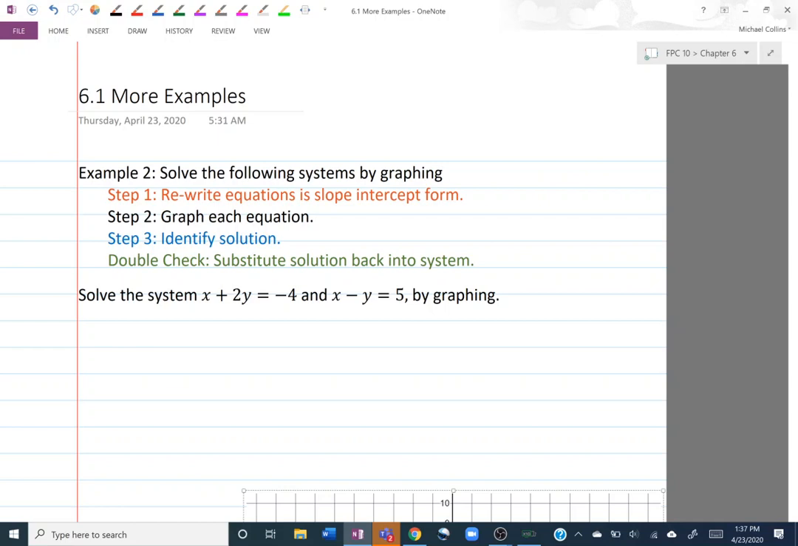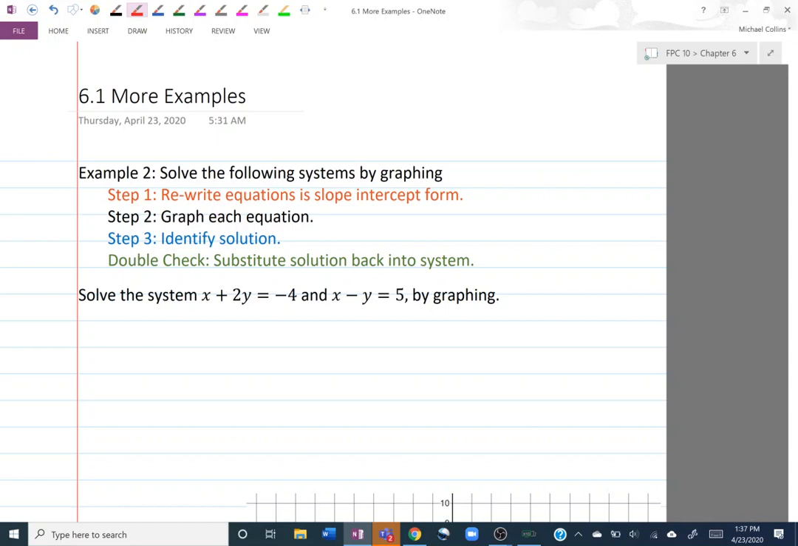Okay, solve the following system by graphing. Step 1, rewrite the equations in slope-intercept form. Standard form is no fun to graph from. It is still possible, but it's a little bit tricky and involves some mental math if you want to do it efficiently. It's much easier just to transfer it into slope-intercept form.